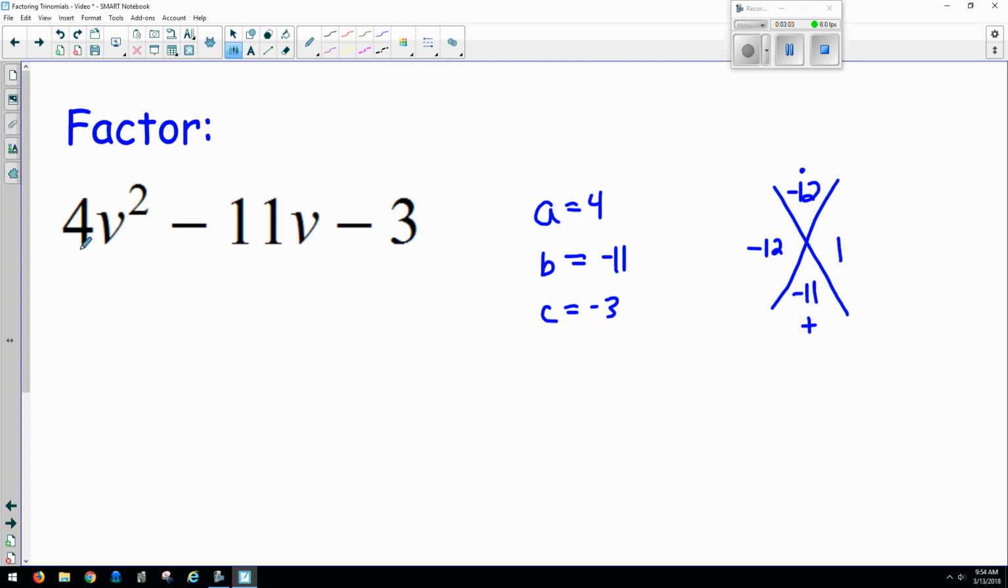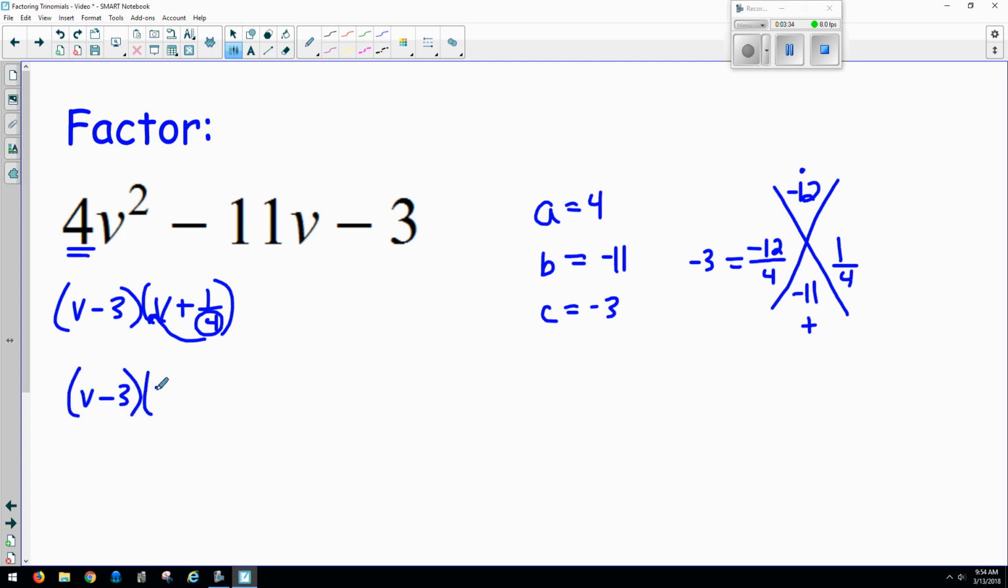So let's not forget our extra step here, which is dividing by our a value. So I'm going to divide both of these numbers by a and simplify if I can. So this can become -3. So I'm going to have v minus 3 times v plus 1/4. And I cannot leave a fraction here, so I'm going to take that 4 and bring it in front of the v here. So this becomes v minus 3 times 4v plus 1.